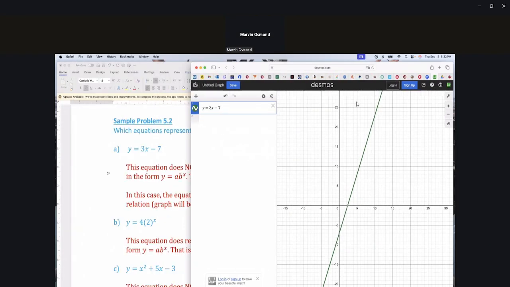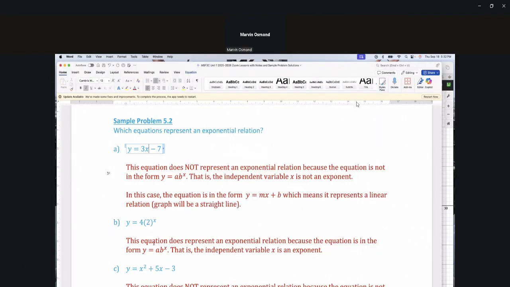The next equation, let's see if I can't move this over any further. It says y equals 4 times 2 to the power of x. Now we know this is going to represent an exponential relation because the equation is in the form y equals a times b to the power x. That is, the independent variable x is an exponent. So let's graph this, y equals 4 times 2 to the power of x.